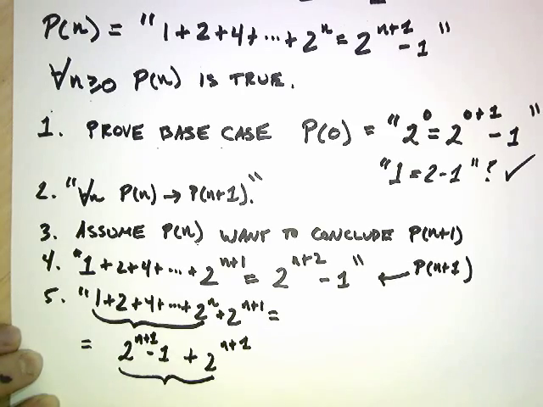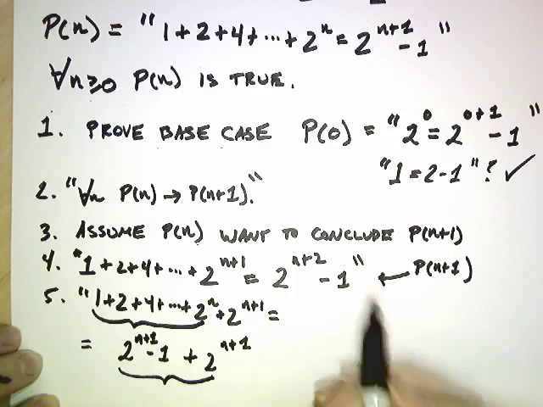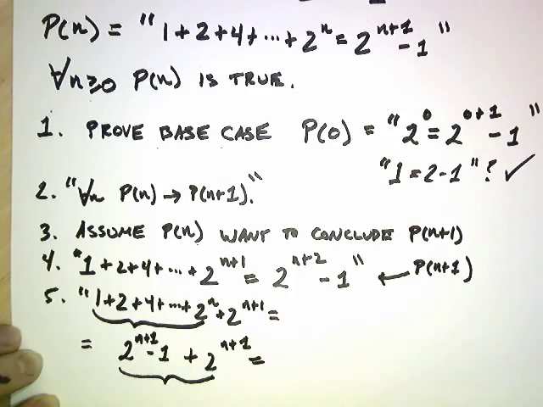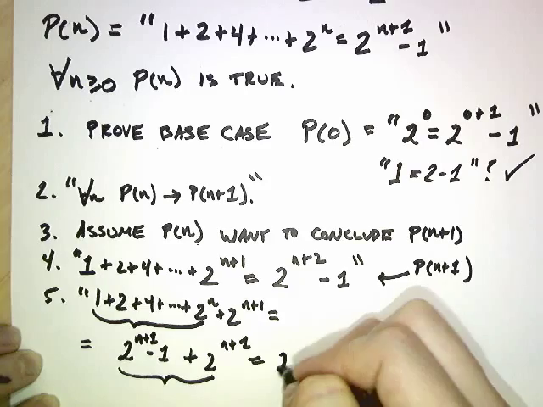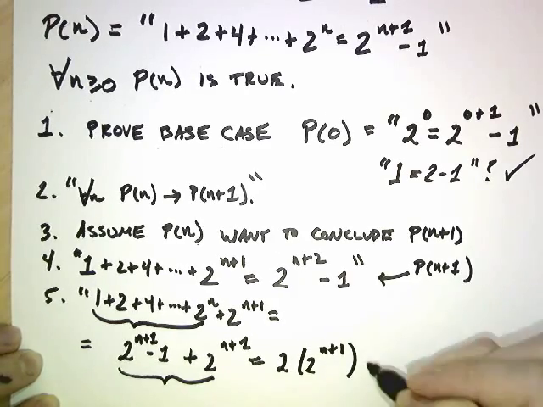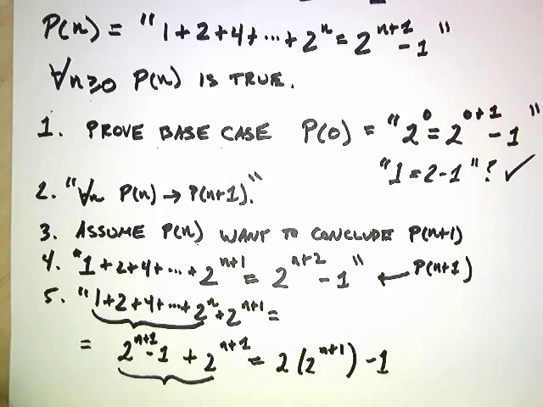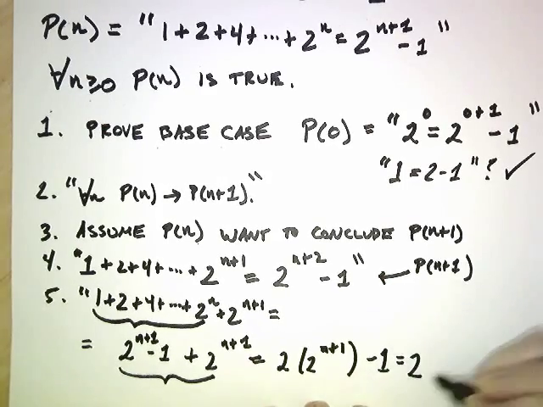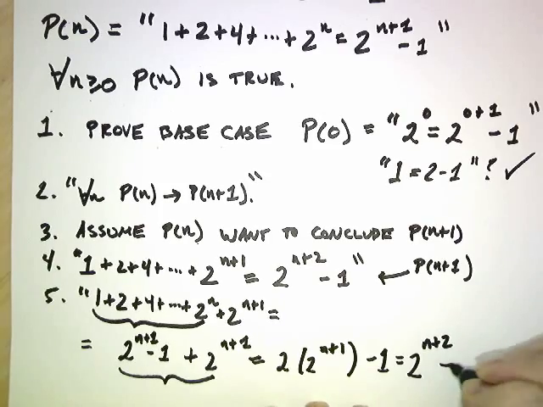And then look at this expression here. What is this equal to? Well, it's equal to 2 times 2^(n+1) - 1, and this equals 2^(n+2) - 1.